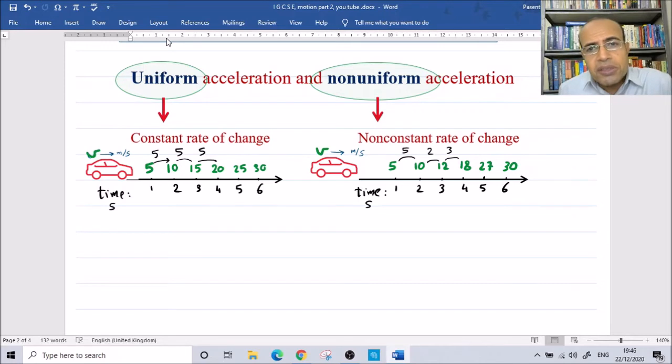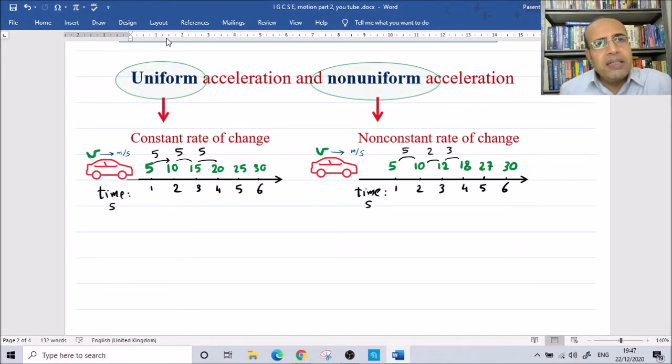So this velocity, this acceleration is called the non-uniform acceleration. So we have two types of acceleration. Uniform acceleration means the constant acceleration, and the non-uniform acceleration means not constant acceleration. What is the difference between them?